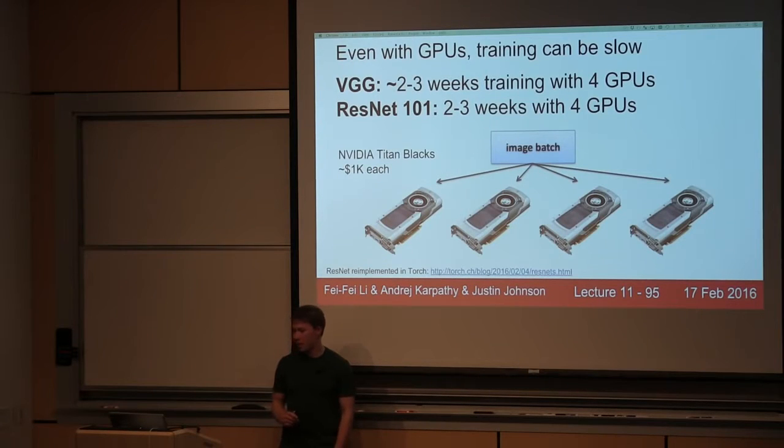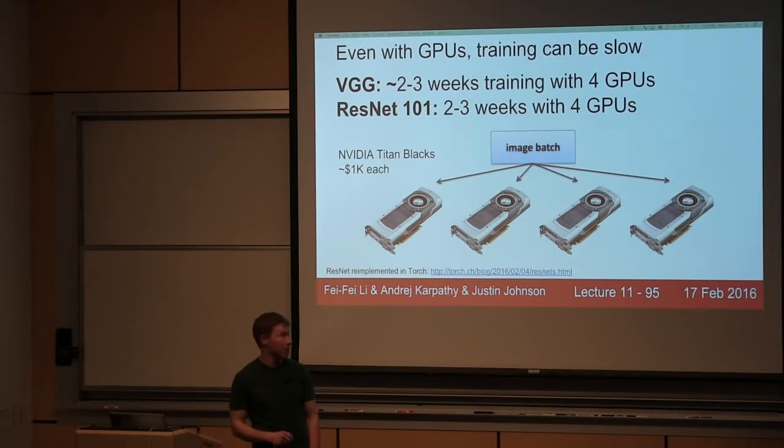But the problem is that even once we have these really powerful GPUs, training big models is still kind of slow. VGGNet was famously trained for something like 2 to 3 weeks on 4 Titan Blacks, and those aren't cheap. And there was actually a re-implementation of ResNet recently. There's a really cool blog post describing it here. They retrained the ResNet 101 layer model, and it also took about 2 weeks to train on 4 GPUs. So that's not good.